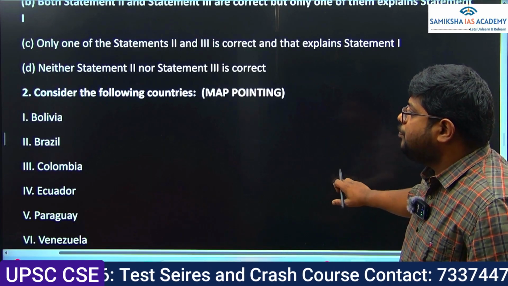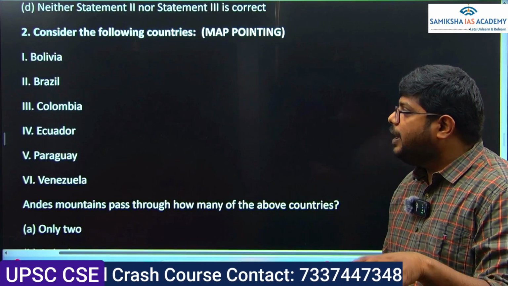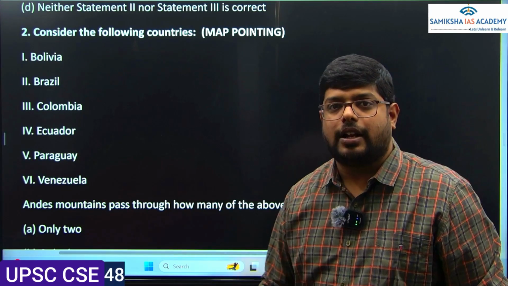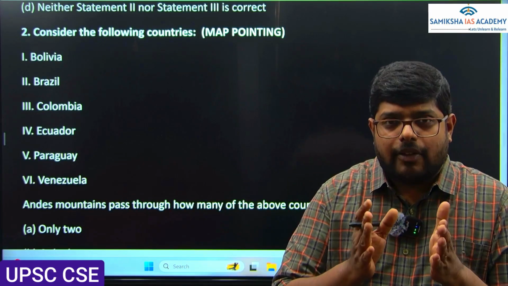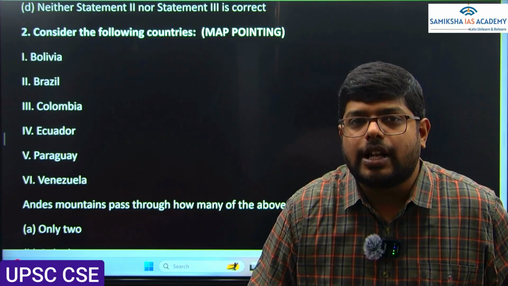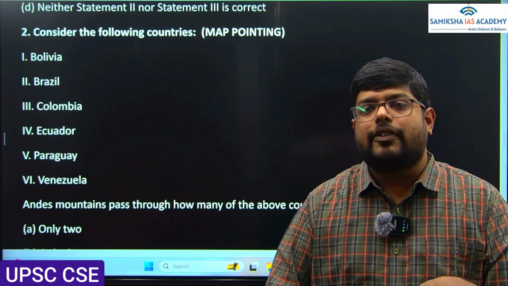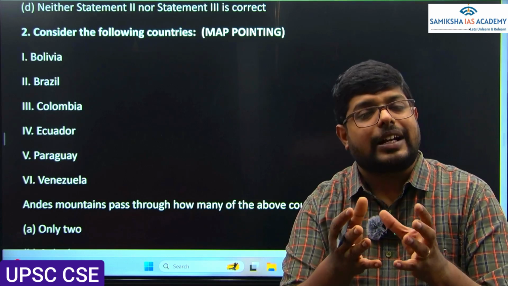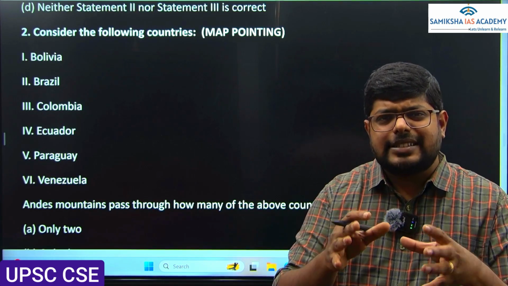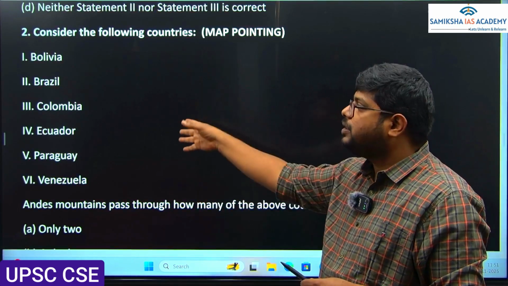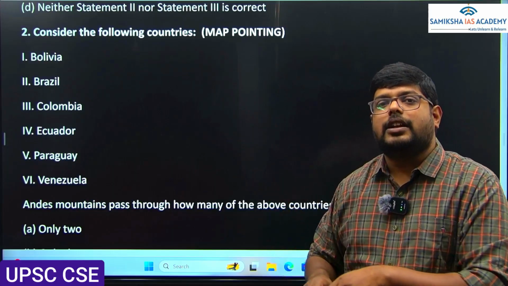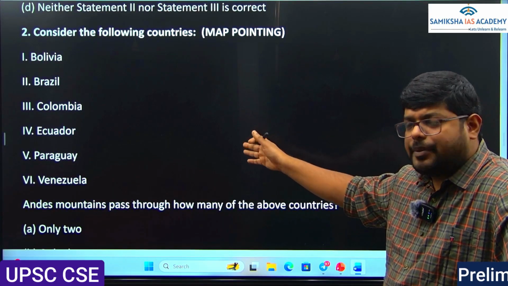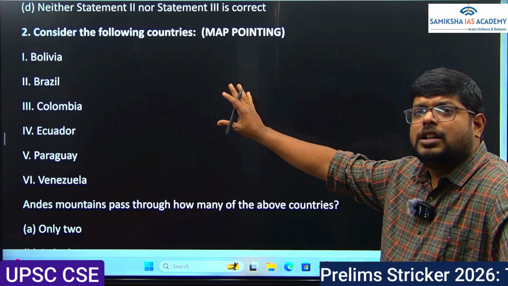See, they gave some countries: Bolivia, Brazil, Colombia, Ecuador, Paraguay, and Venezuela, right? If we see the countries, what basic foundation do we need to have? The basic foundation we need is: what are the 7 continents of the world, what are the important countries in the 7 continents? This is the basic understanding. Without knowing this, we cannot even have the idea to attempt the examination. This is the basic knowledge, right?